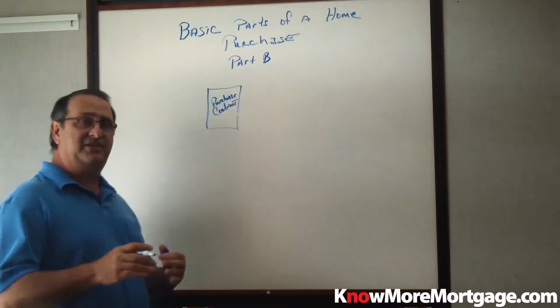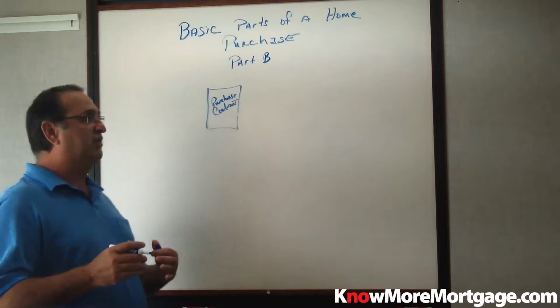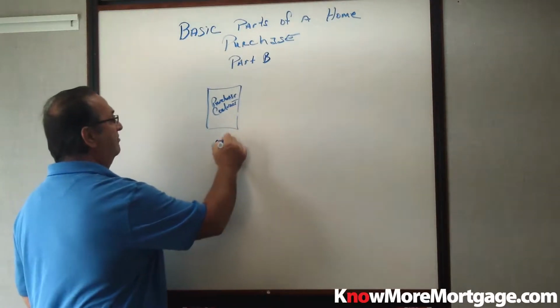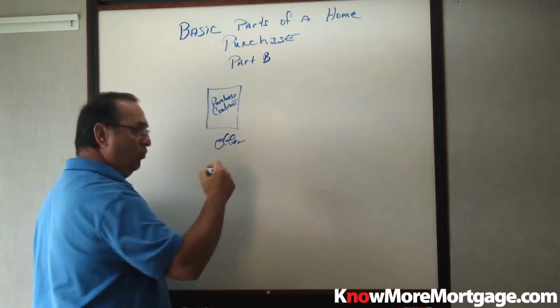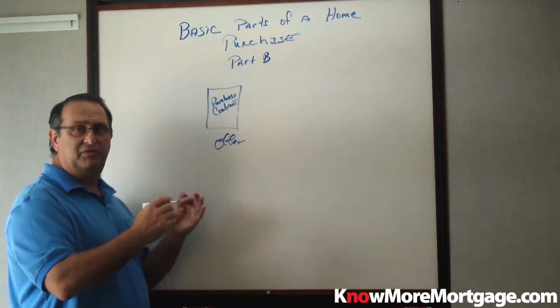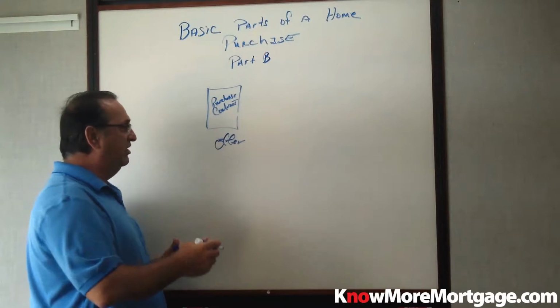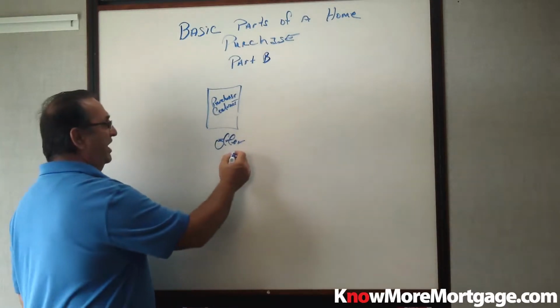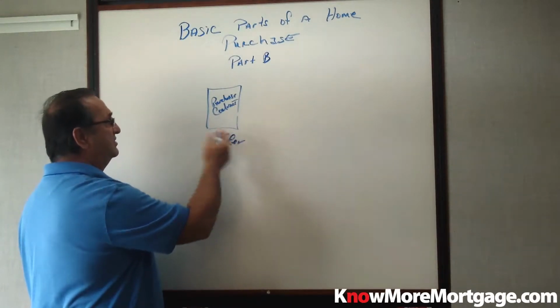So some of the basic things that we're going to see in the contract is your offer, your offer price, what you want to offer, and you're going to go back and forth with the seller until you both agree on a price. Buyer and seller both agree on a price. That's your offer.